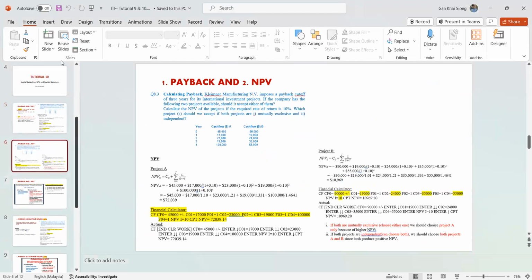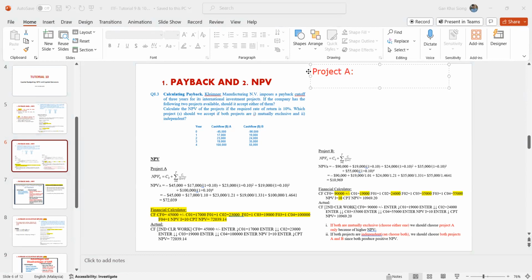Now, still the same question, but now we are going to use the financial calculator to calculate the NPV for those two investments. So now let's do it together. First, let's do project A. Second, reset, enter. The difference this time is that you have a value in year 0. So now we are going to use the cash flow function.